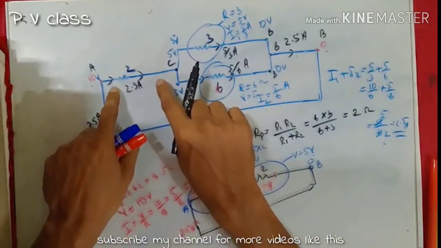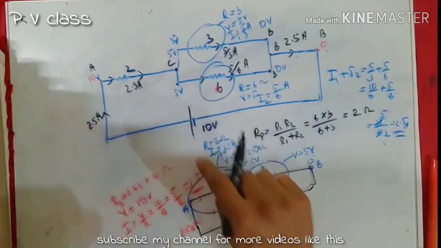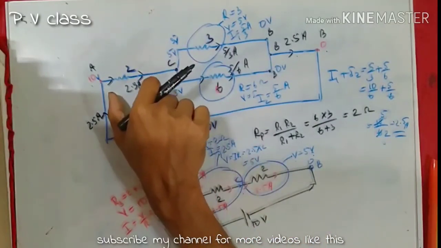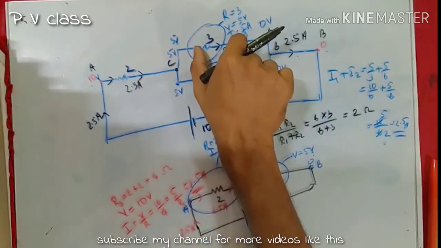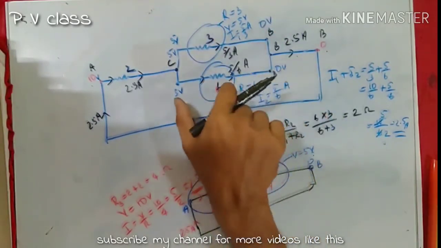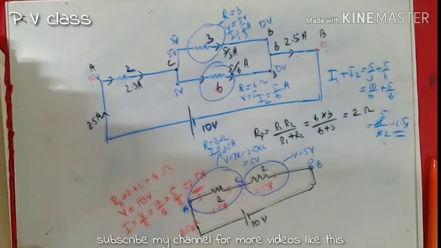The voltage across this 2 ohm resistor is 5 volt. The voltage across this 3 ohm resistor is 5 volt. The voltage across this 6 ohm resistor is also 5 volt. Okay.